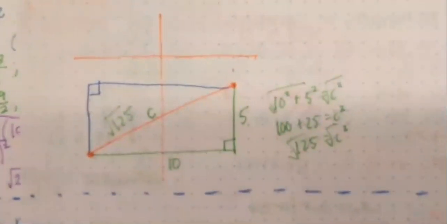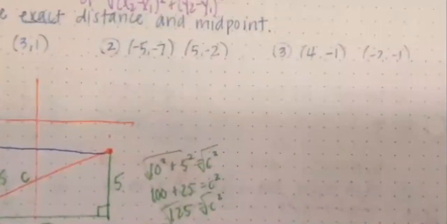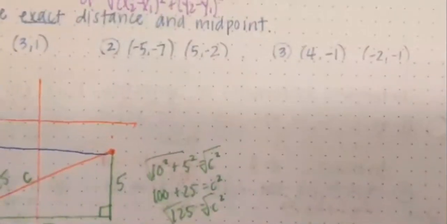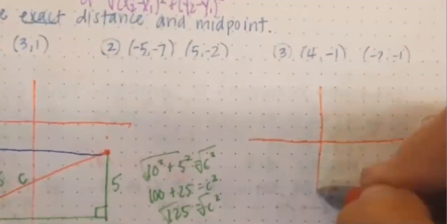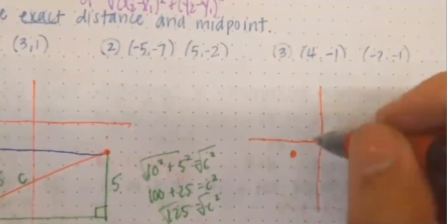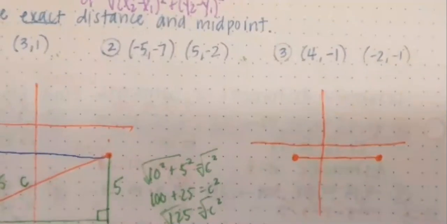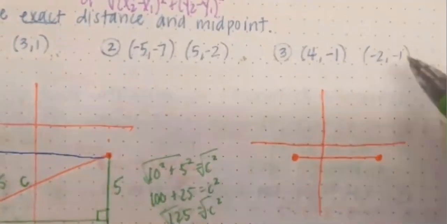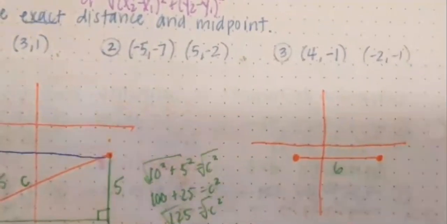All right, now the third one that we did up here, see, we got 4, negative 1. 1, 2, 3, 4, negative 1, and negative 2, negative 1. Okay, this one is a horizontal line. I can count left, right, up, down all day long. So this one, had I graphed it, I wouldn't have even had to do all that algebra in there. I can just count and see that this distance here is 6.